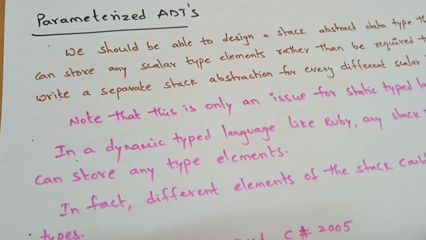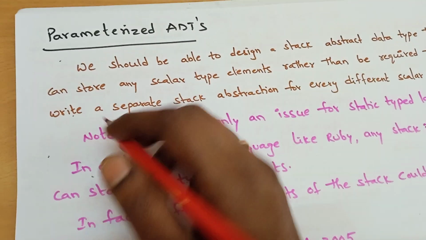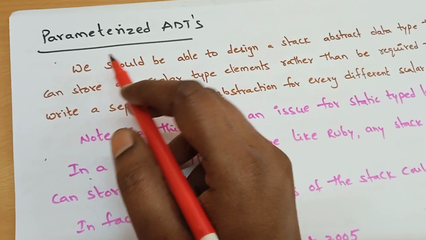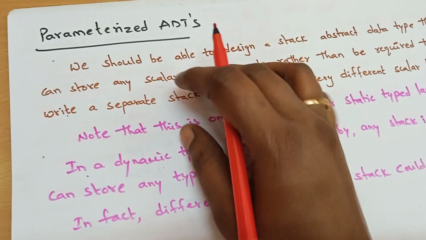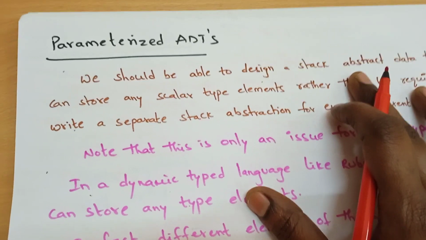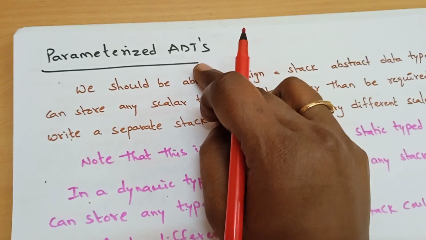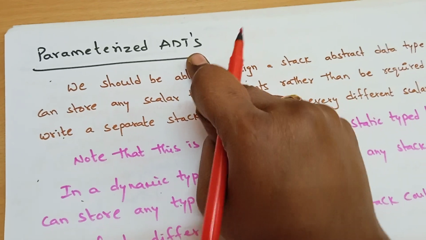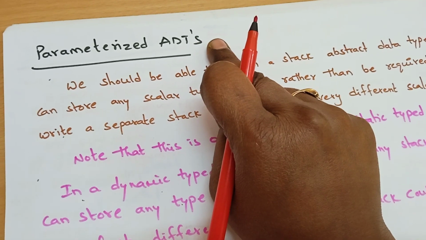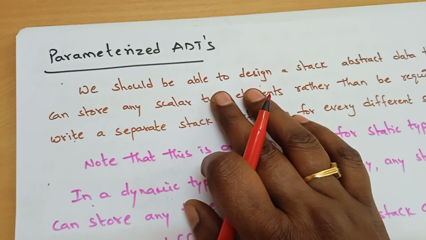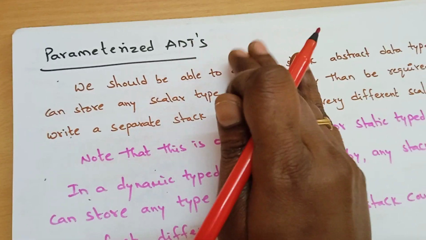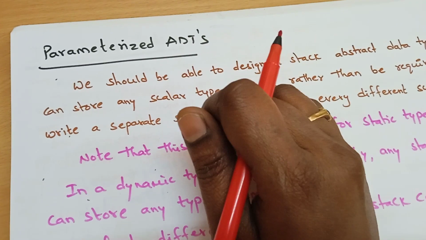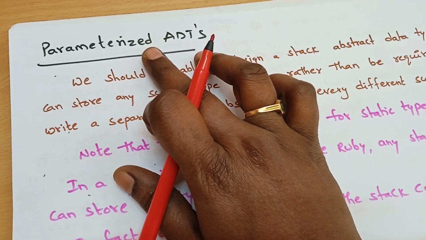Hello everyone. In this video we are going to learn about parameterized ADTs. Earlier to this concept we discussed abstract data types, and those abstract data types did not have any parameter. In this video, parameterized ADTs: the ADT we are going to take will have parameters.